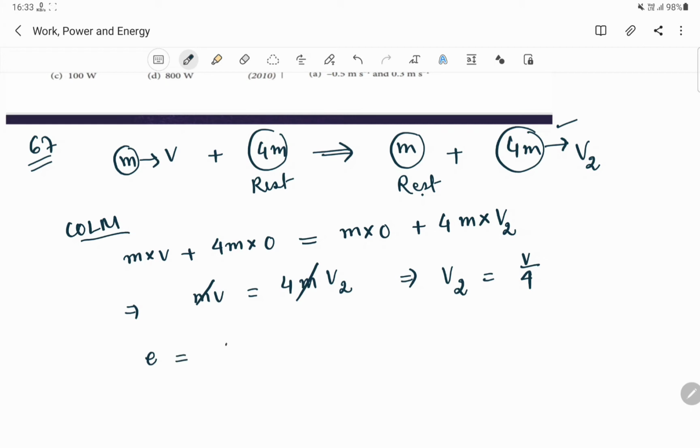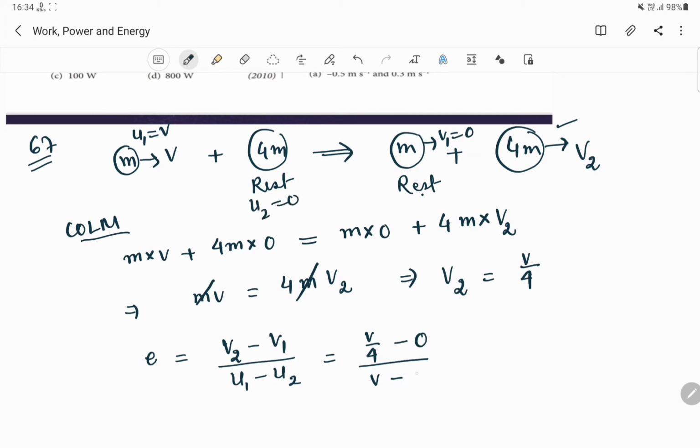Therefore coefficient of restitution e will be equal to v2 minus v1, the relative velocity after collision, divided by the relative velocity before collision. v2 is v by 4, minus v1, which is 0, divided by u1 minus u2. u1 is equal to v, and u2 is equal to 0, so this is v divided by 4v, and the v gets cancelled out, and our answer comes out to be 1 by 4.